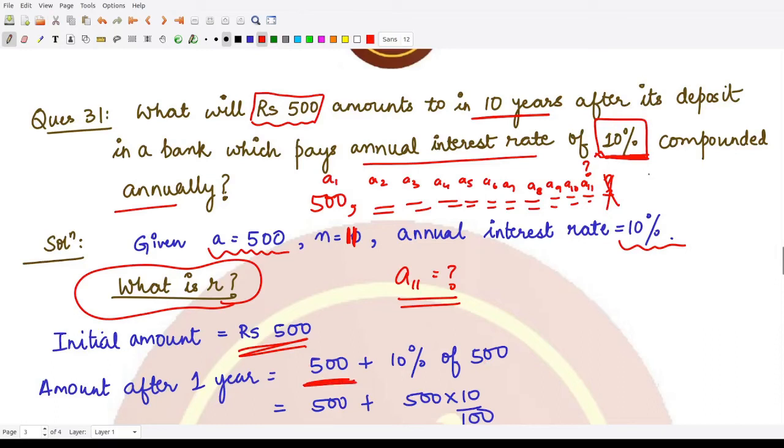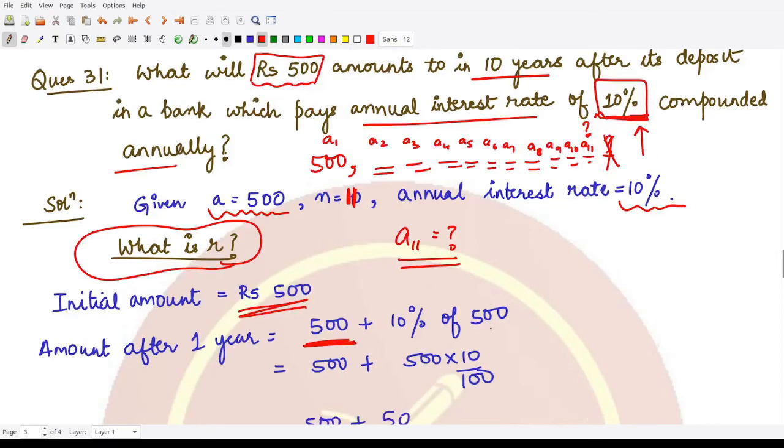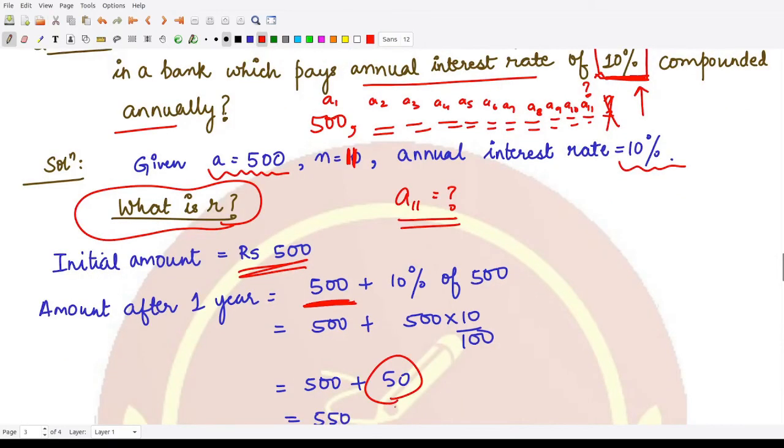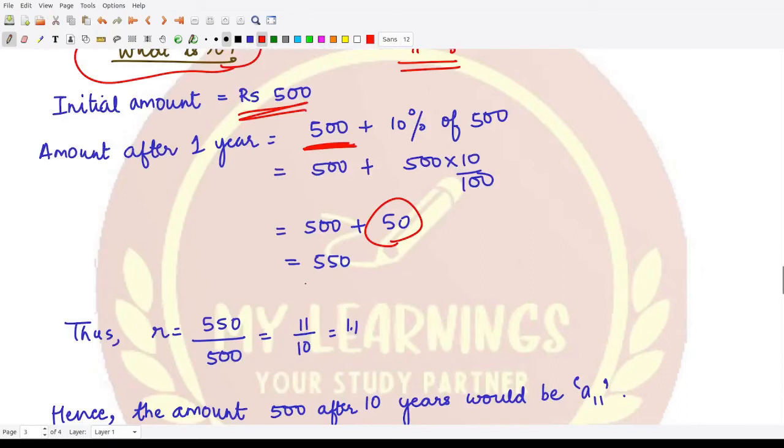That is what is meant by 10% compounded annually. So 10% of 500 is just 50, so the next year the amount would become 550. So from here, if this is your first term and this is the second term, you can very easily compute the common ratio. It would be 550 divided by 500, which is 1.1. So this is the value of R.